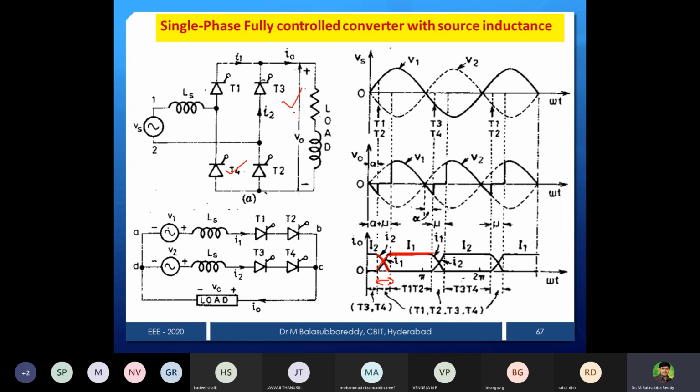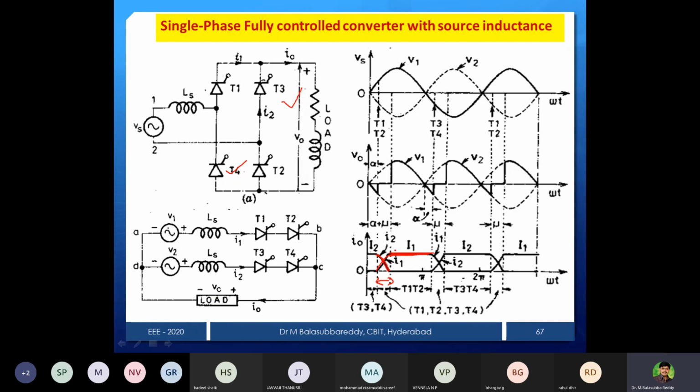What are the incoming devices? T1, T2 is going to fire. That means incoming devices. And T3, T4 is going to turn off. Those are outgoing devices. So the definition of overlap angle: incoming devices and outgoing devices together will fire for some duration. That period we call the overlap period. That notation will be represented as mu. Mu is the overlap angle or overlap period.